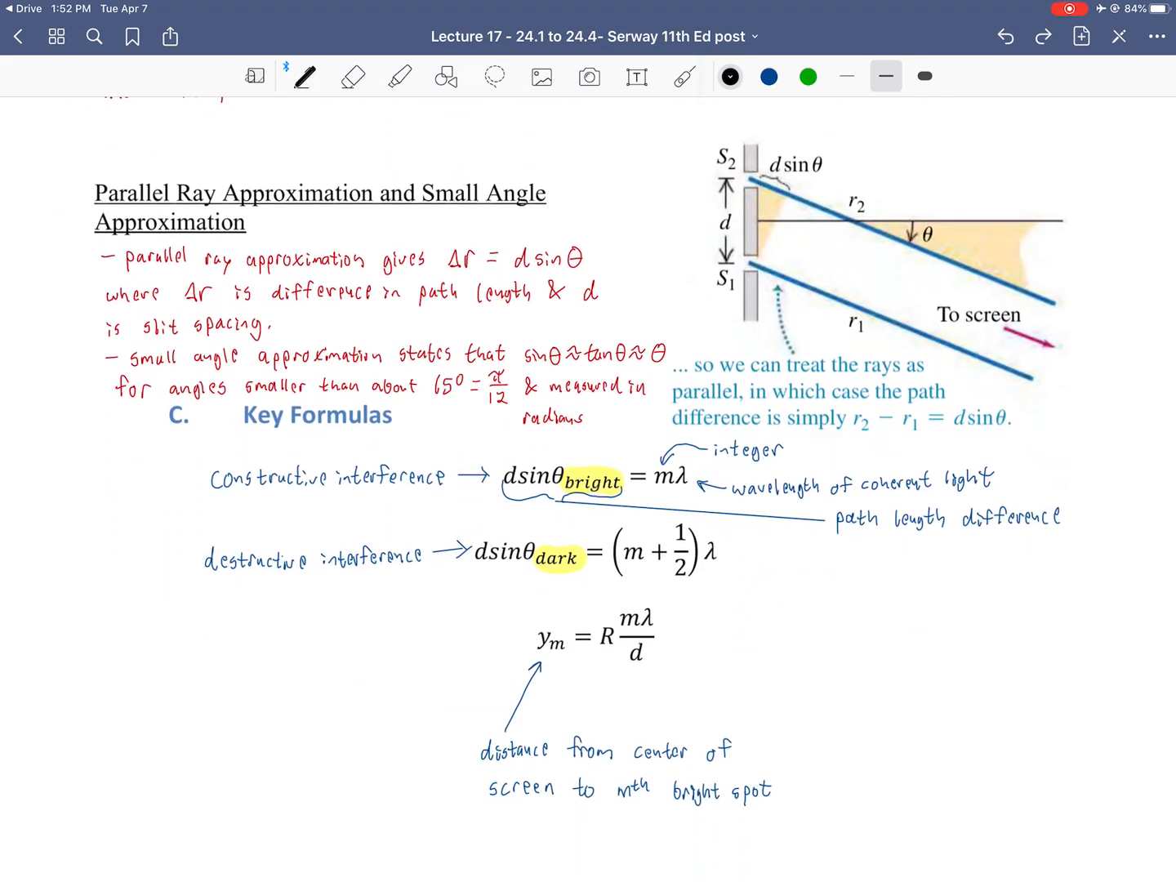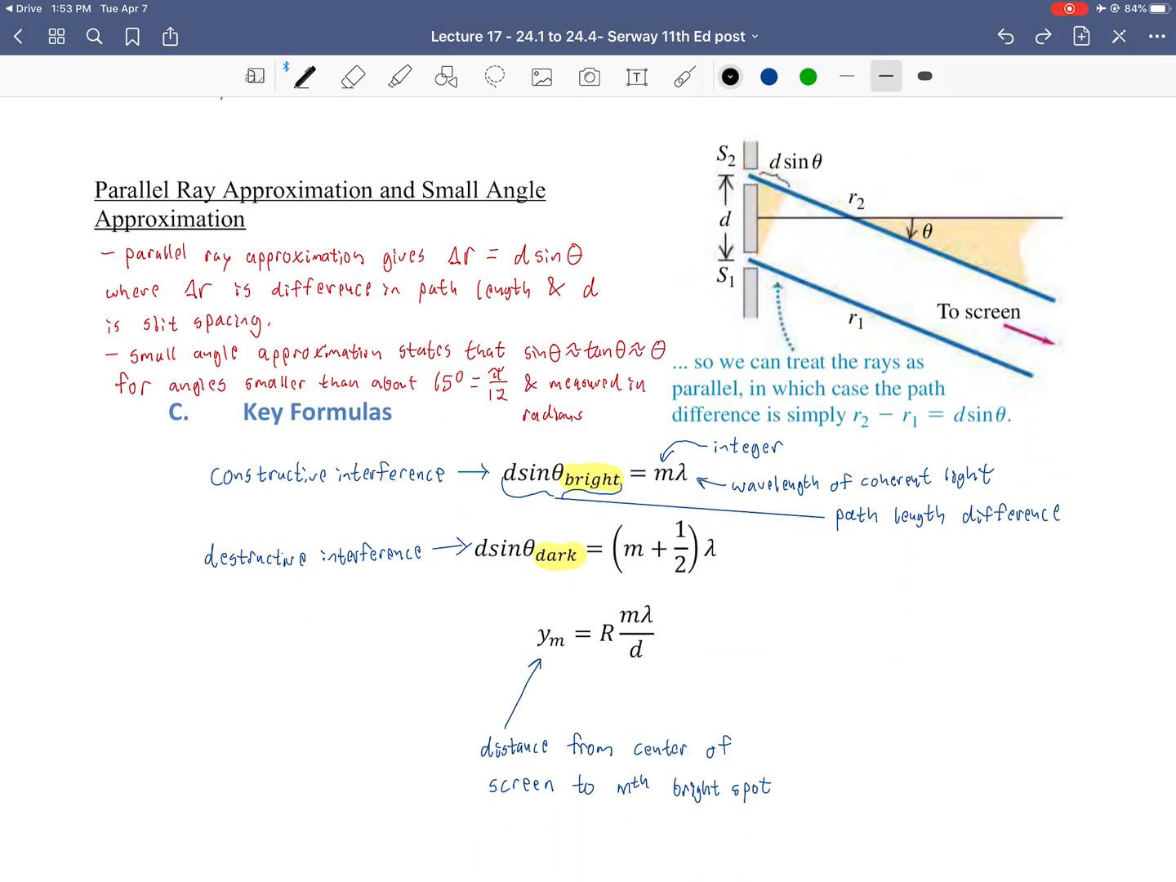Right? And I did this example for the screen here because it's showing, but of course we're really doing it for a screen that's far enough away so we can use the parallel ray approximation. Okay, now what about the small angle approximation? Well, that actually comes up in this formula, so I wanted to mention that.